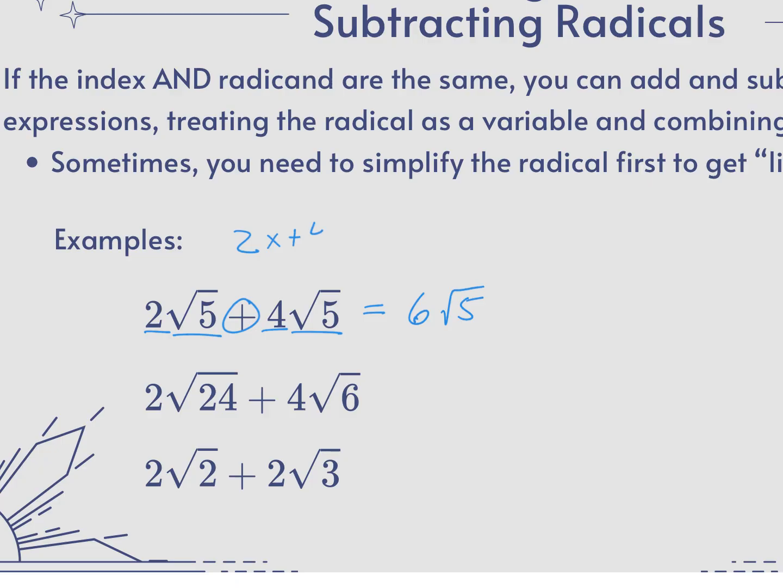Let's say I had 2x plus 4x. We'll get to polynomials in chapter P.2c, but hopefully you can see that these are like terms. 2 plus 4 is going to get you 6, and then you leave the x the same. These are just like terms. So your variable here would be the square root of 5.